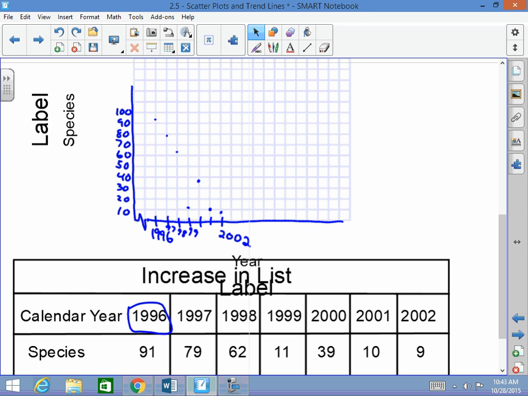Does anyone have any questions so far on how to create a scatter plot? Yes, no, maybe, kind of, sort of, my brothers. Okay?